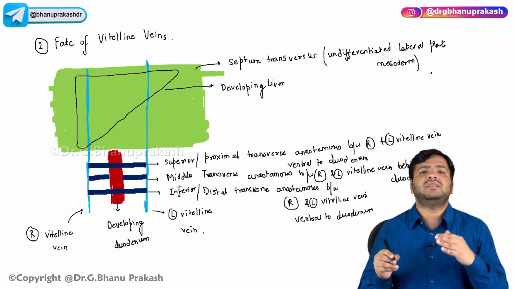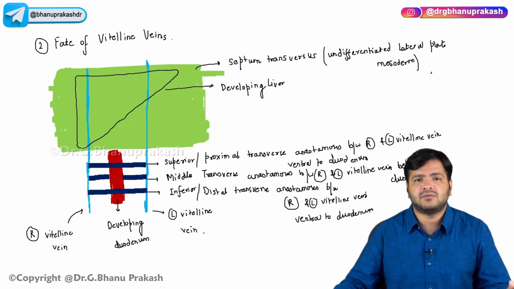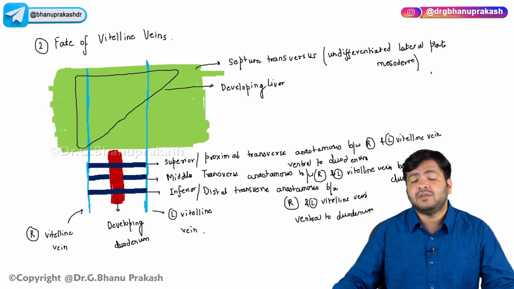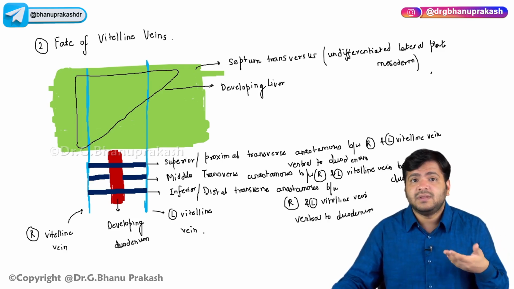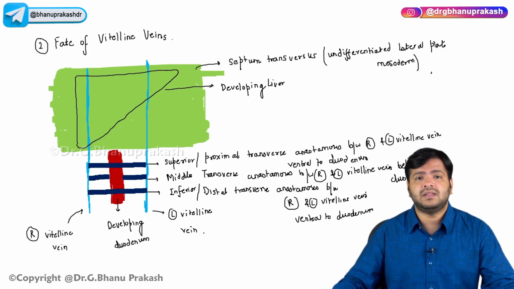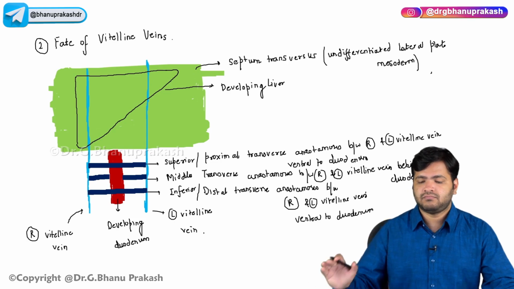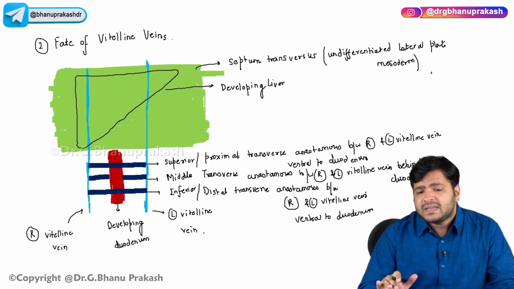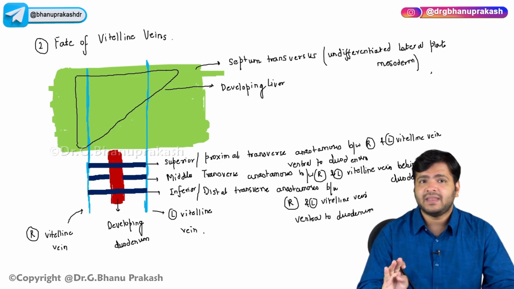So we have the superior, middle and inferior transverse anastomosis. With respect to the developing duodenum, the superior and the inferior are passing in front. The middle one is passing behind, right? Now, below the middle transverse anastomosis, what will happen? Everything will disappear.